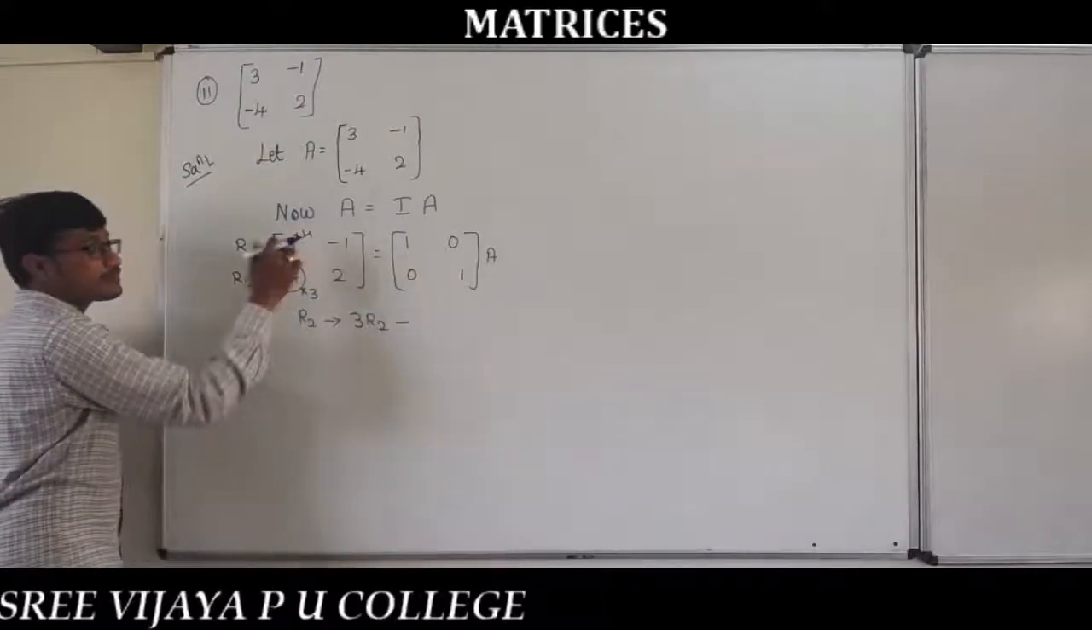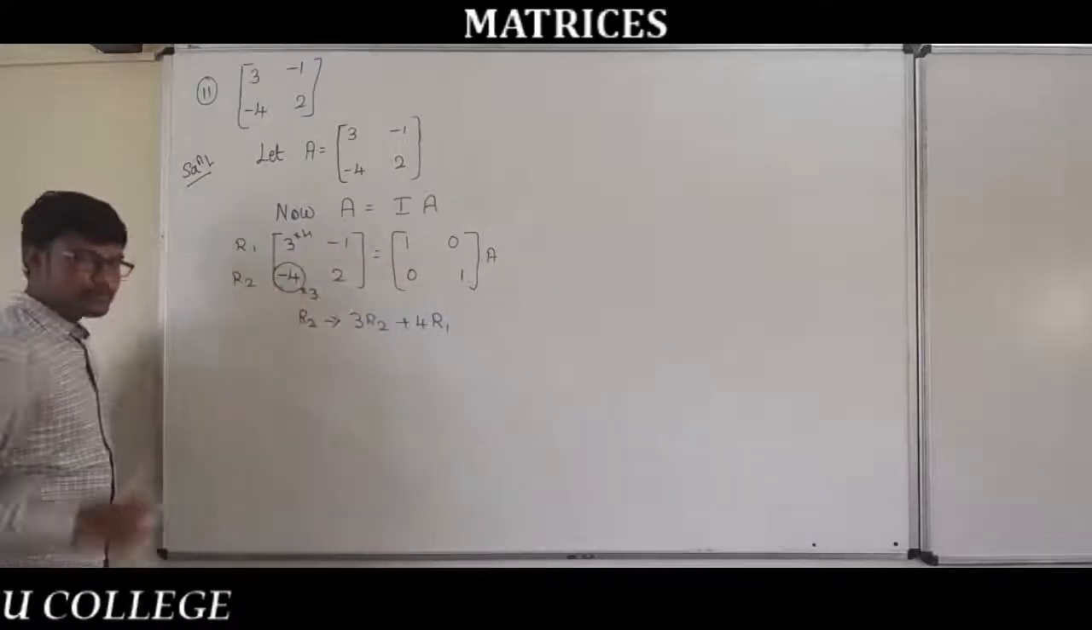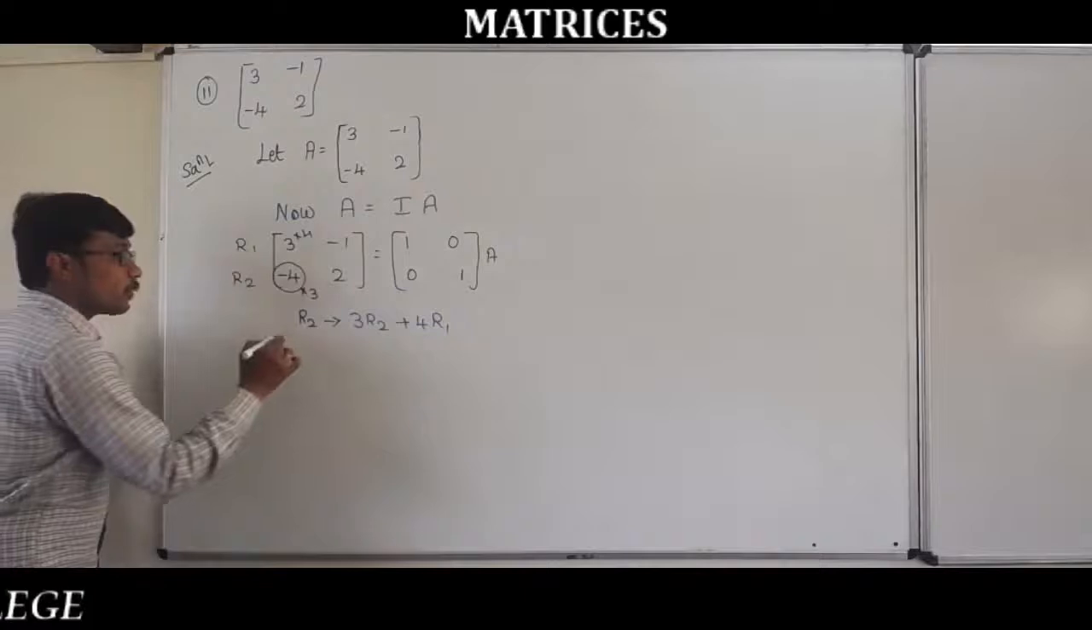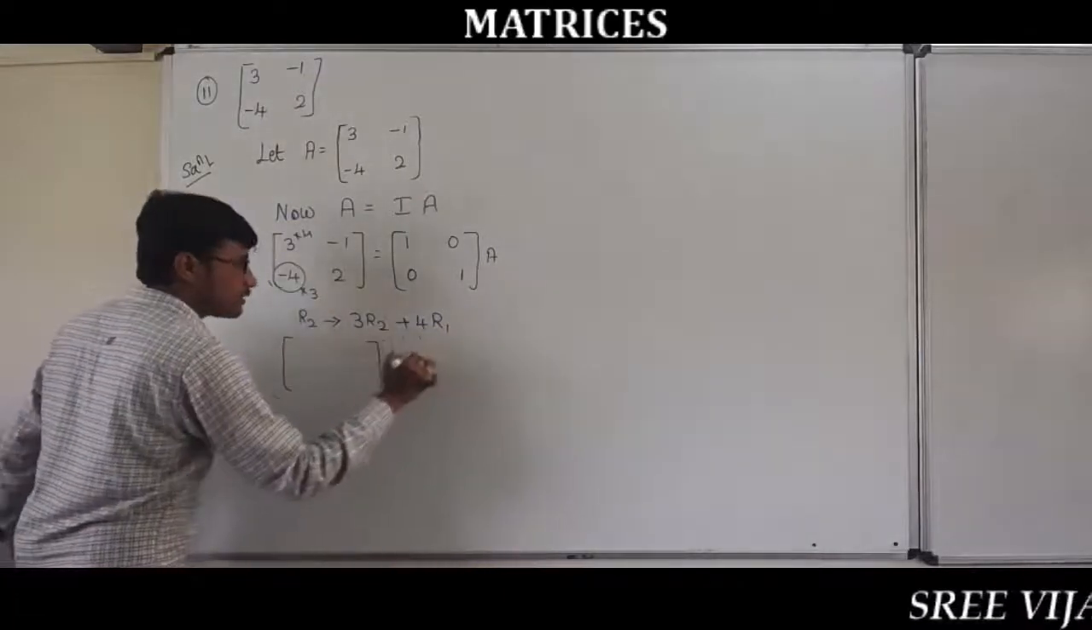Next, with how many times? 4 times of R1 becomes 0. Okay, let's see whether that element will be 0 or not. Let's see. Equals.